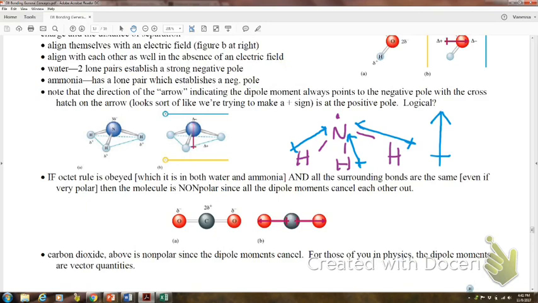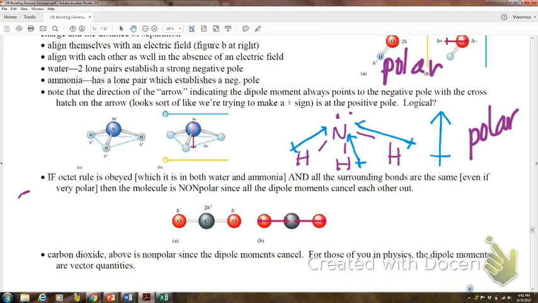I just realized I didn't give that enough lone pairs. Anything that has lone pairs on it is going to be a polar molecule, and that's guaranteed. So this is going to be polar, and so is that water. Hopefully you at least remember from Chem 1 that water is polar. Okay? So if the octet rule is obeyed, and all the surrounding bonds are the same, even if they're very polar, then the molecule would be nonpolar since the dipole moments cancel.